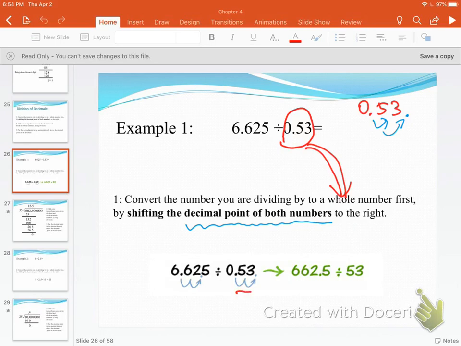We move this decimal point 2 places to the right, 1, 2. So we also move the decimal point in the dividend 2 places to the right to get a new division. What's our new division? 662.5 divided by 53. So 53 is the whole number we need.